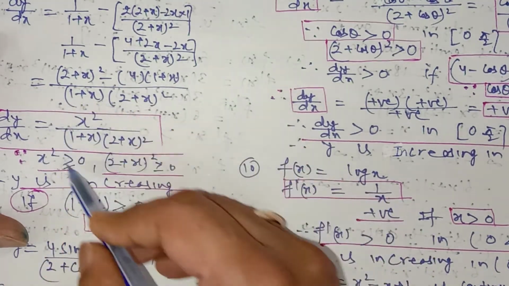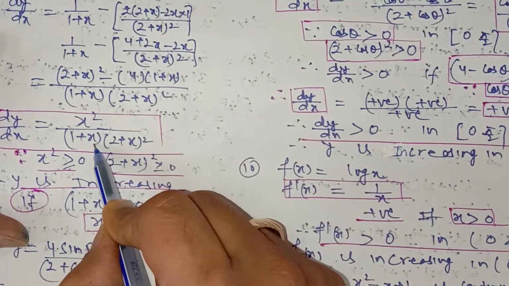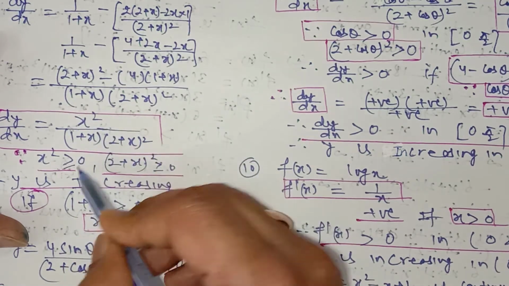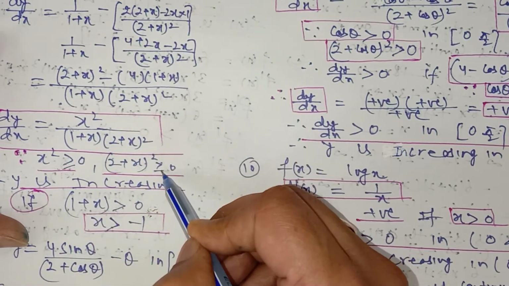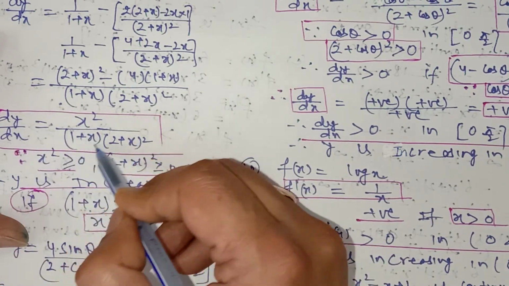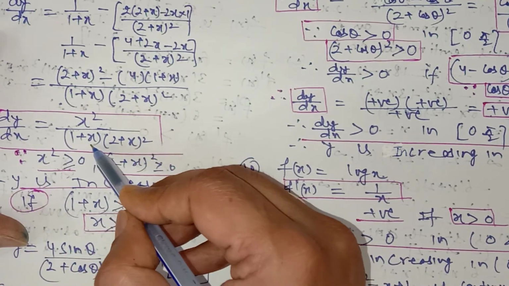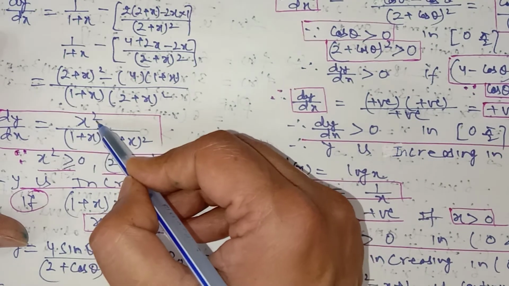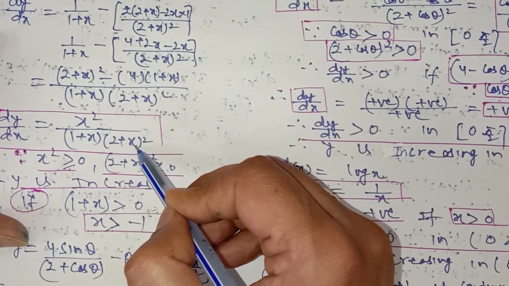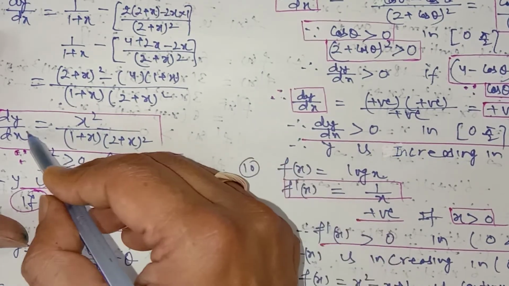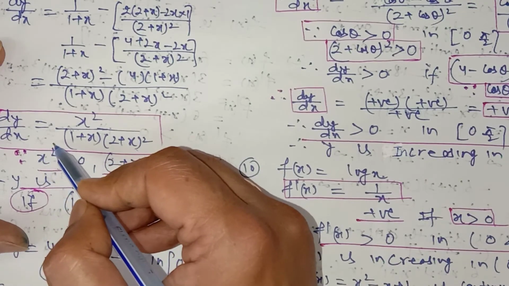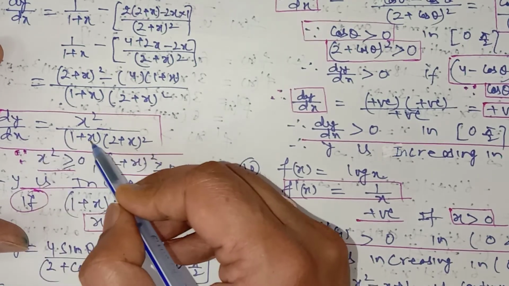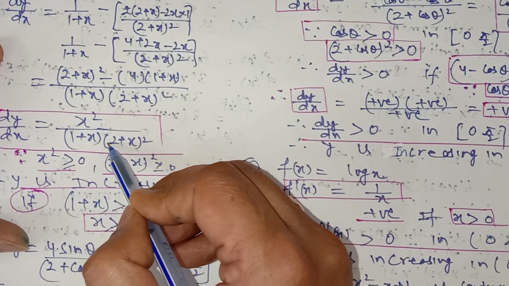Now this fraction will be greater than 0 when 1 plus x is greater than 0, because x square is always greater than or equal to 0, and 2 plus x whole square is always greater than or equal to 0. So dy by dx only depends on 1 plus x. Whether it is negative or positive depends only on 1 plus x, because x square and 2 plus x whole square are always positive. So dy by dx will be negative if 1 plus x is less than 0, and dy by dx will be positive if 1 plus x is greater than 0.